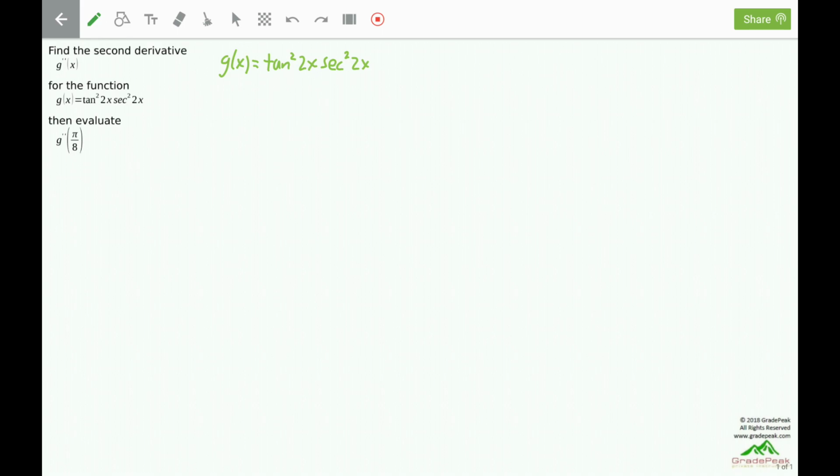But before we work that out, let's rewrite tangent squared of 2x as tangent of 2x and then squared to remind us of how to take that derivative. And likewise with the secant squared of 2x, the secant of 2x and then squared. Our first derivative, g prime of x, will be a product rule. The derivative of the first will start with a power rule.